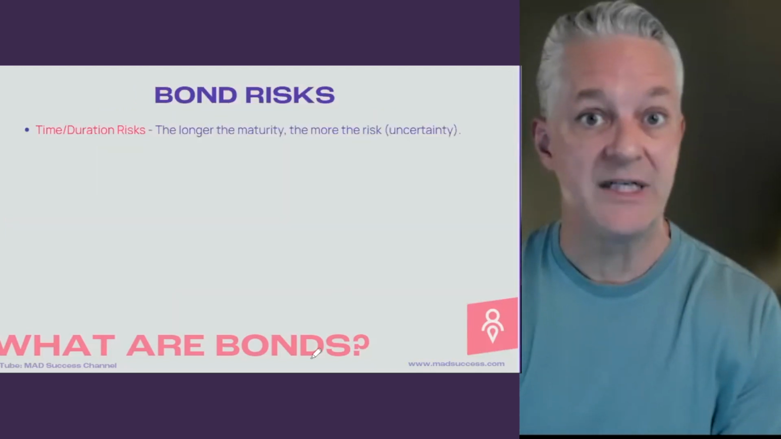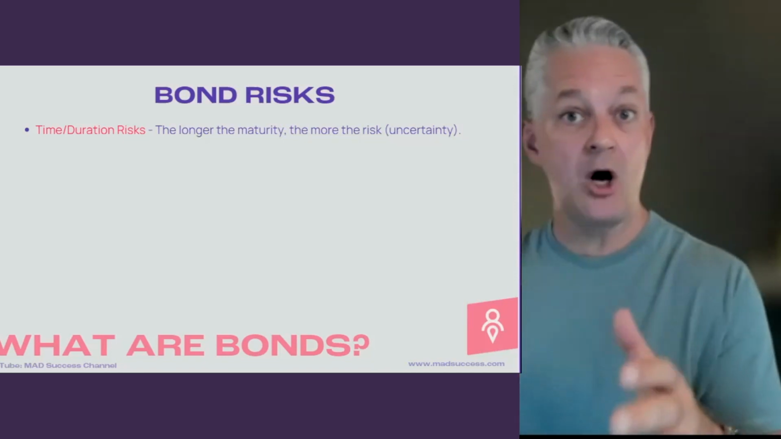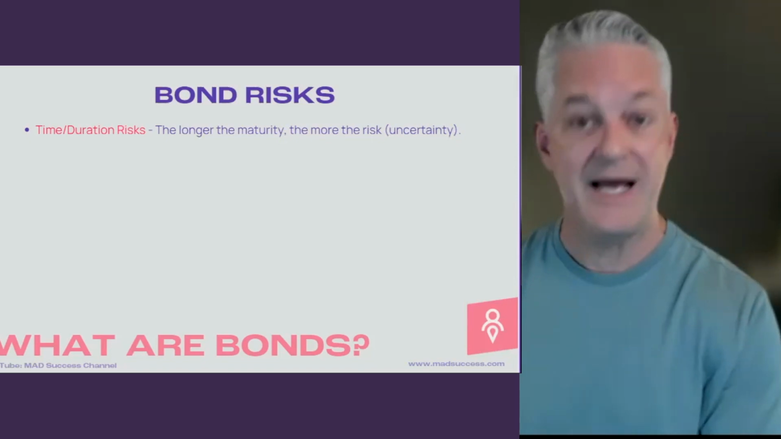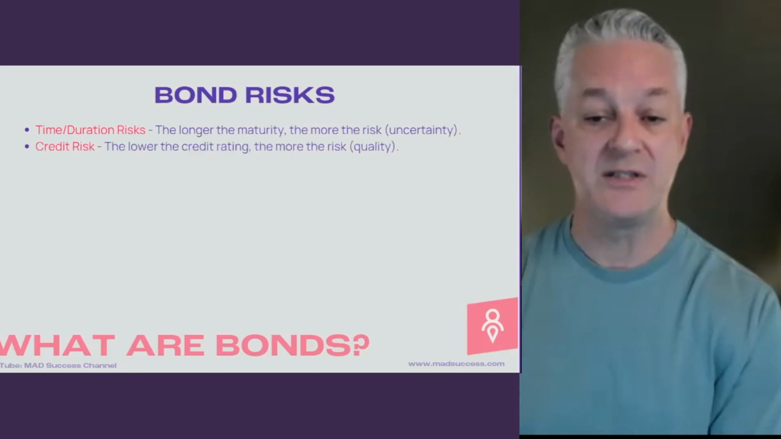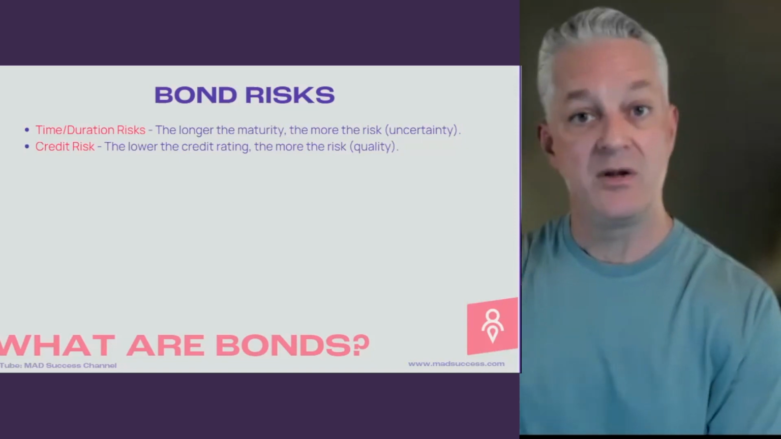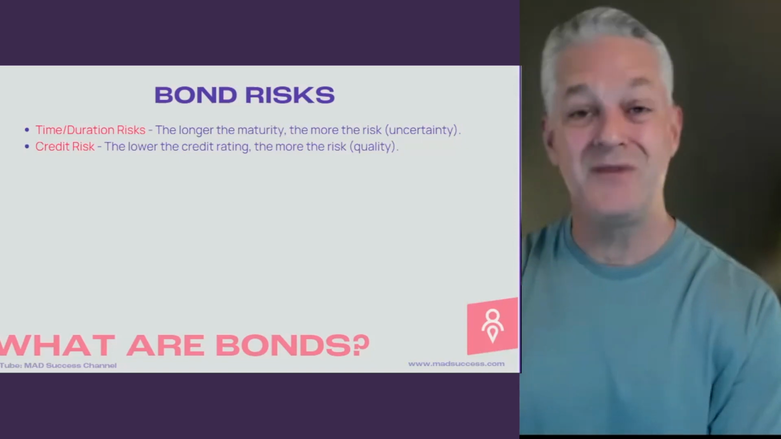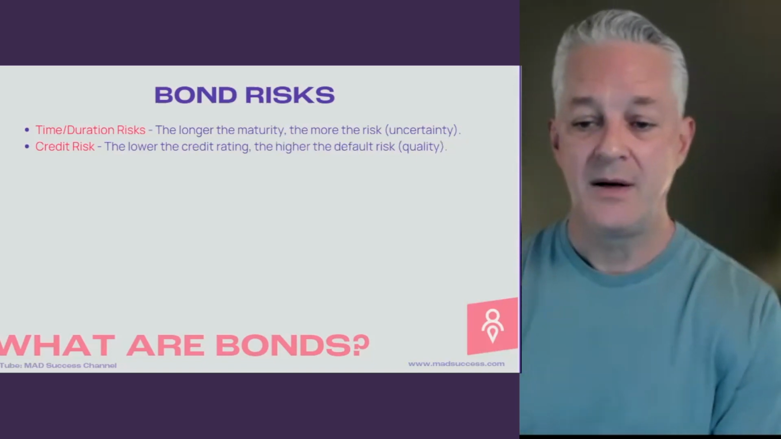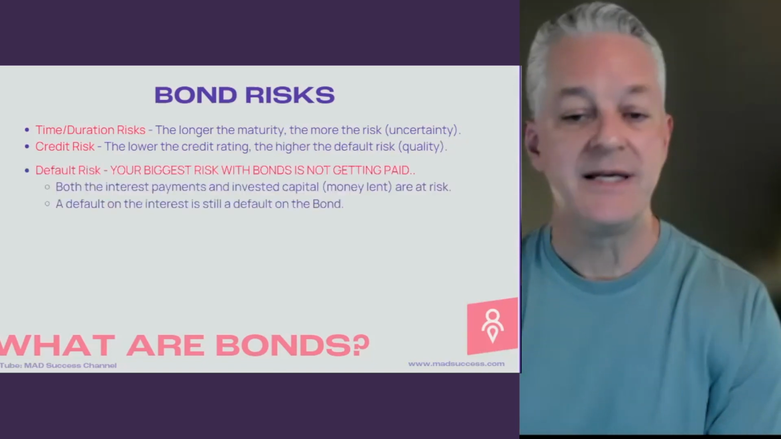So let's talk about risk. Time and duration. The longer to maturity, the more risk there is because of uncertainty. I mentioned that earlier. Credit risk. The lower the credit rating, the more the risk. That's a quality issue. The lower the rating means the quality of the company or the government is not as high as one that's AAA. Okay? So that means an increased default risk.